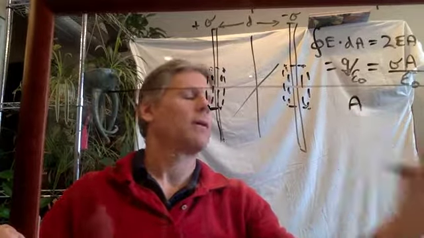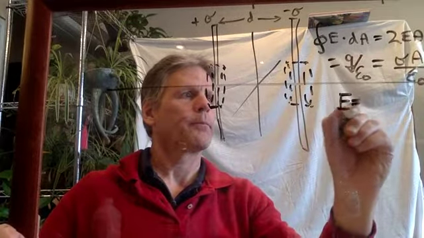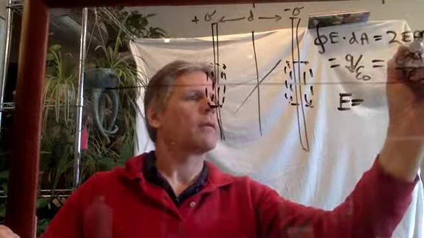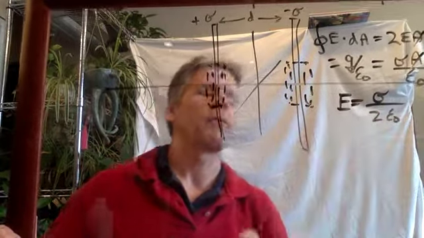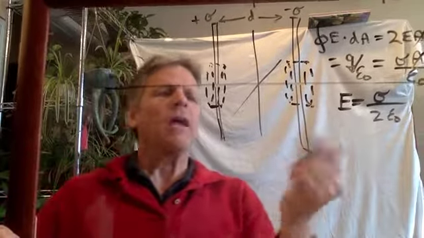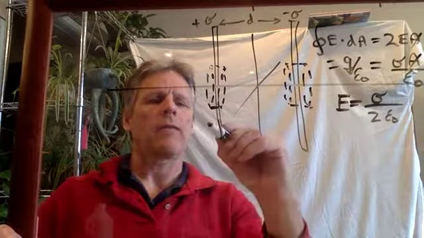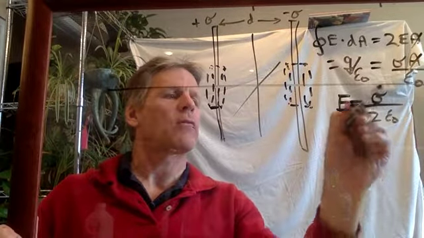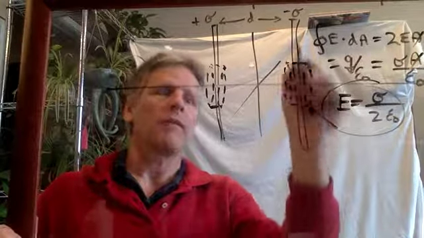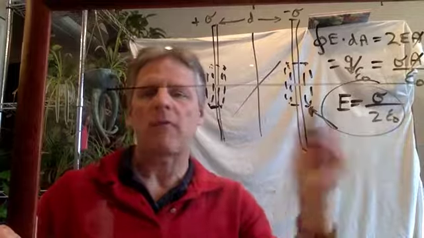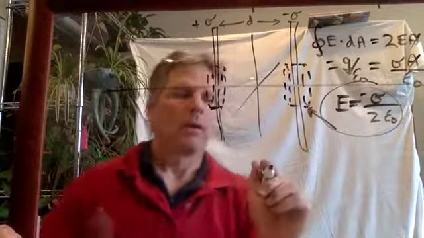That E equals sigma over 2 epsilon 0. All right, great. Except now we're going to take a look at this over here. We know that this is true for each of these surfaces. For one of them it's a plus sigma, and for one of them it's minus sigma, but everything else is the same. There's one, there's the other.